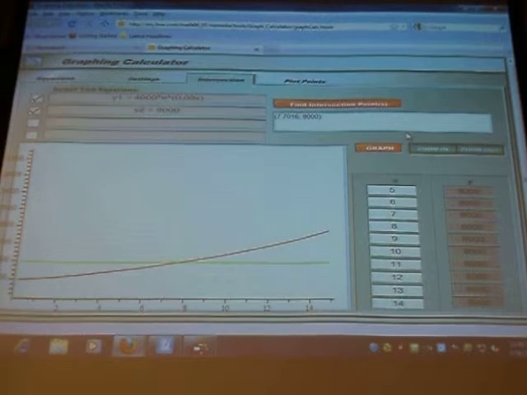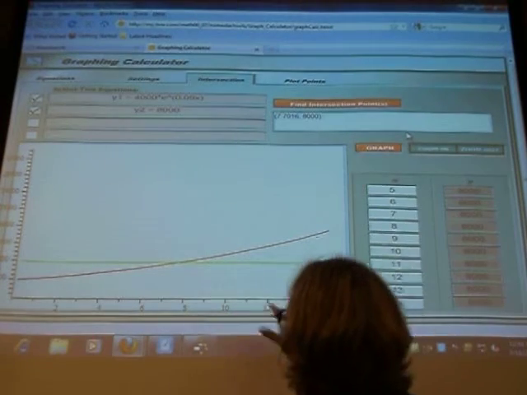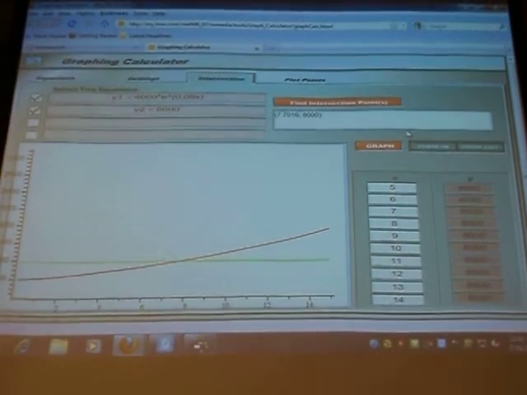Is everybody following me here? There's a lot of questions like this where it says, when will your amount equal such and such. You just want to figure out when your function will intersect that fixed amount.